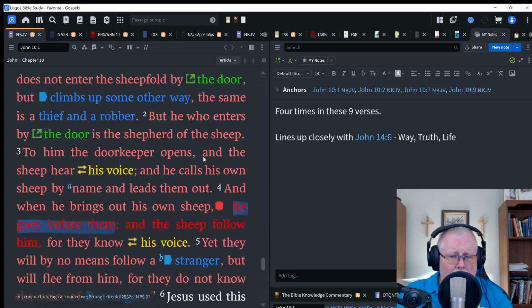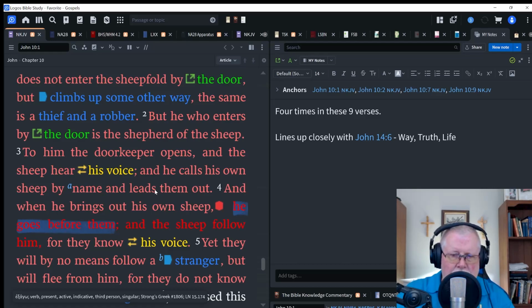So the shepherd comes and the doorkeeper opens, and the sheep hear his voice. And that was the way it worked. Let's say there were eight different shepherds who kept their flocks together in that pen. The one shepherd would come and he would start to call his sheep. He would call out to them, and they knew his voice, and they would come. And if one of them didn't come, or some of them didn't come, he would call them by name, just like you might go out in the backyard and call your dog, and they would come. But the sheep hear his voice, and he calls his own sheep by name and leads them out.